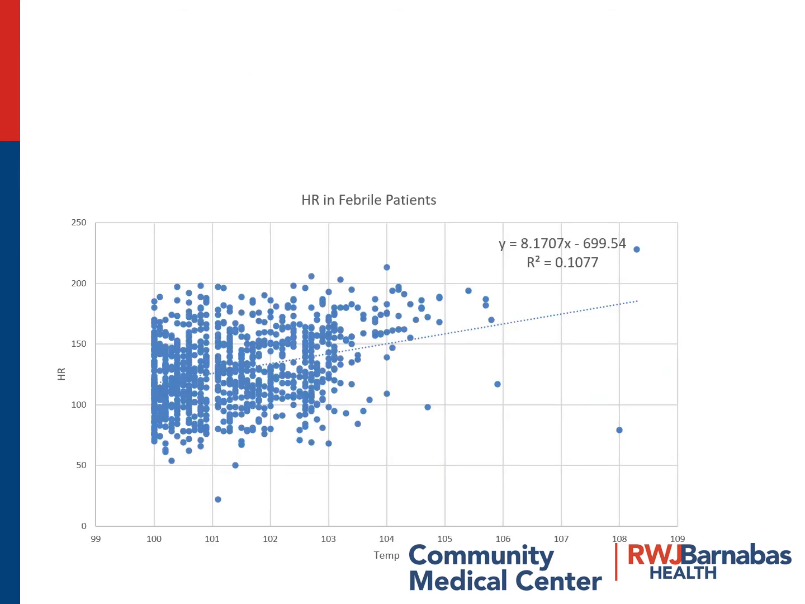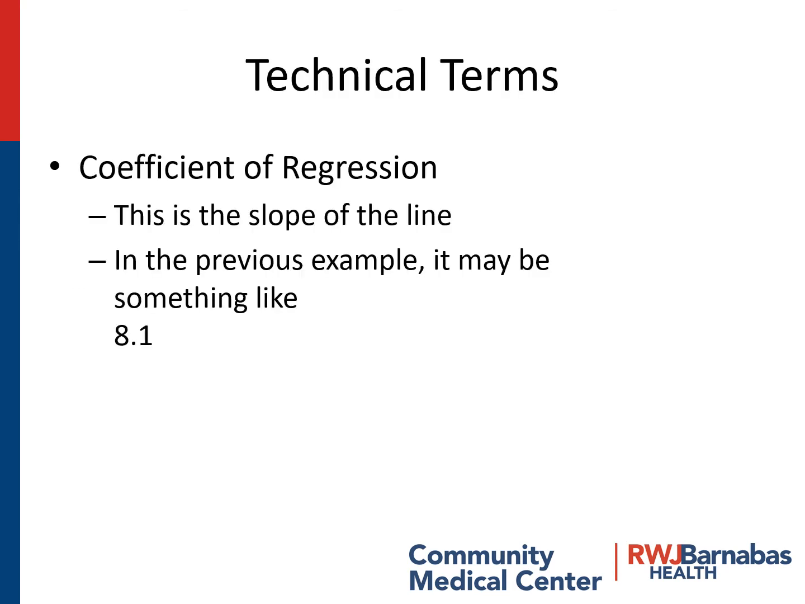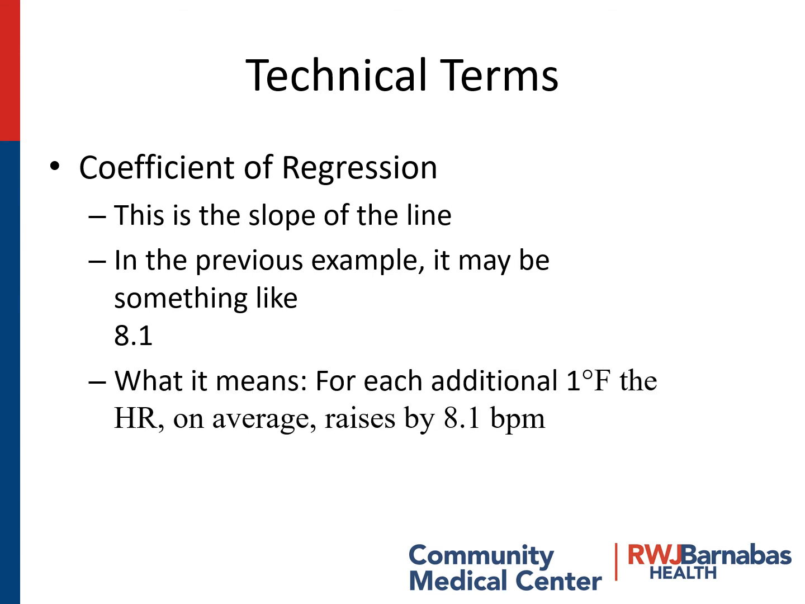And you can see up here y equals 8.1707x minus 699.54. That is your classic algebraic line formula. Y equals mx plus b. So in the previous example, it's 8.1. What that means is for each additional 1 degree Fahrenheit, the heart rate on average rises by 8.1 beats per minute. So that's pretty close to the old yarn of 10 beats per minute for each degree Fahrenheit.